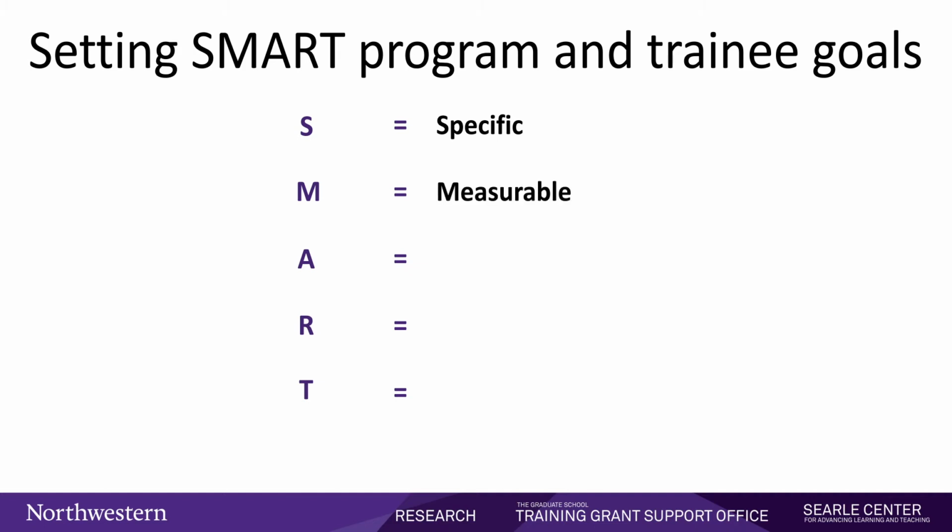Measurable: you should be able to tell through evidence whether it was achieved. Attainable: a goal that may be a stretch goal but within reason. Be well resourced: you will need to make sure the support is there. And finally, time-bound: a clear time frame for attainment.